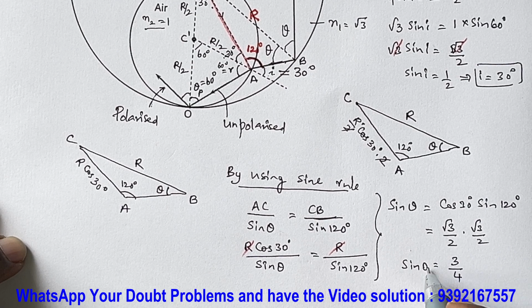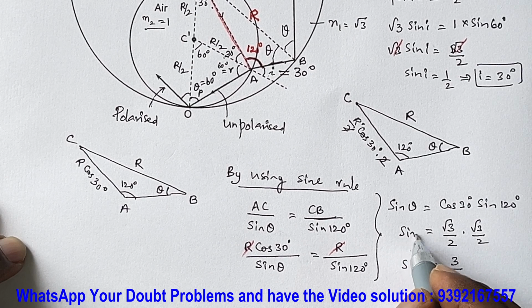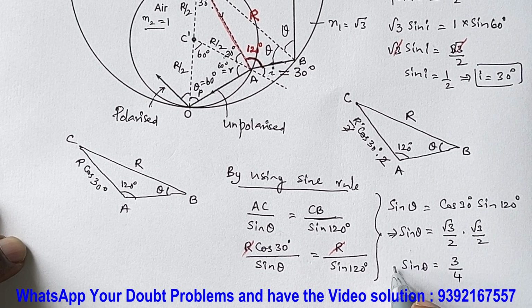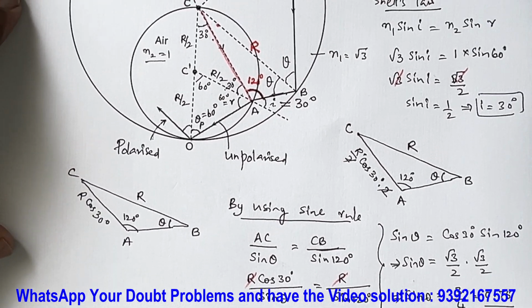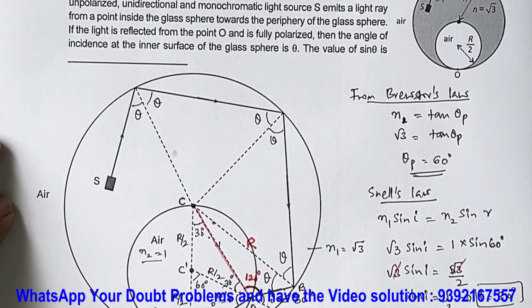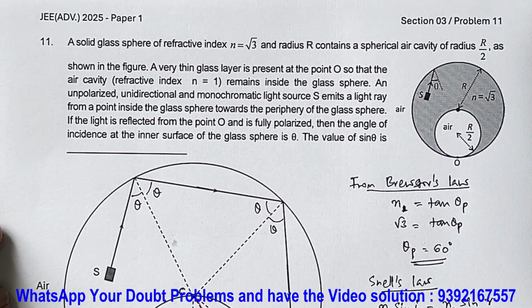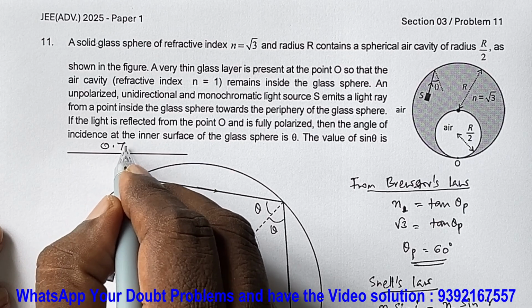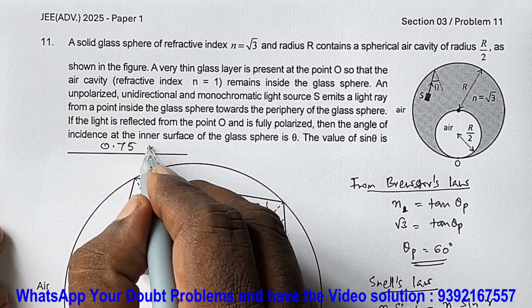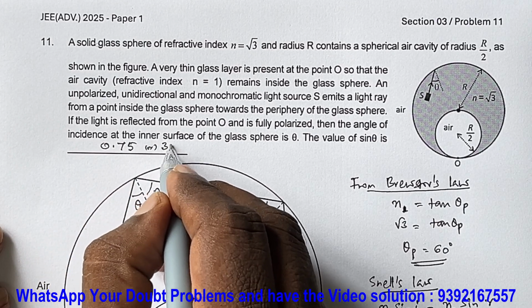Theta is the angle of reflection or angle of incidence at the periphery of the glass sphere. So this is 0.75 also we can write. So for question number 11, the answer is 0.75 or simply 3 by 4.